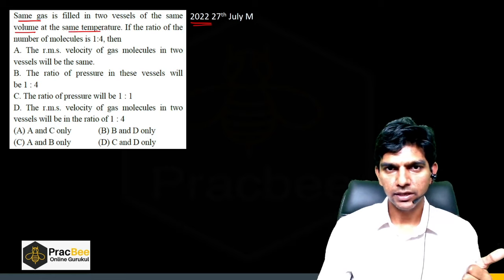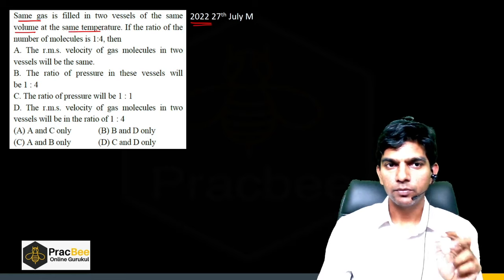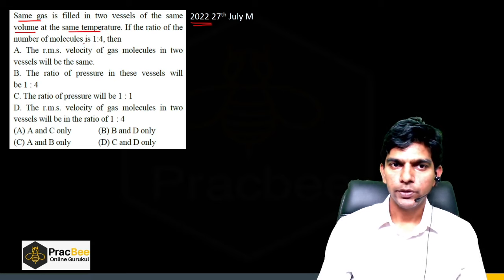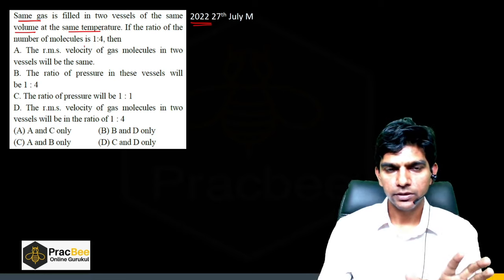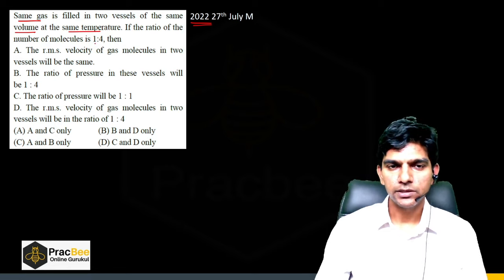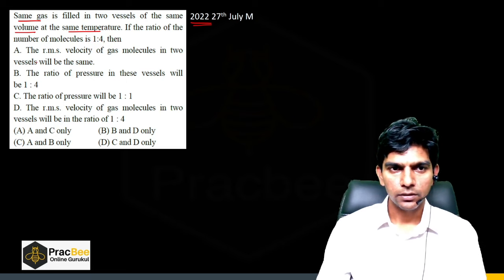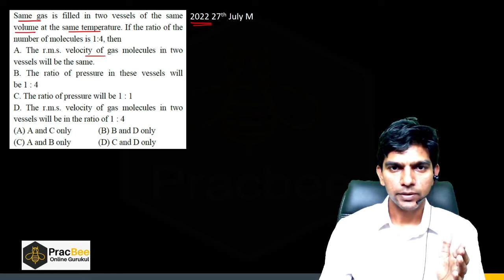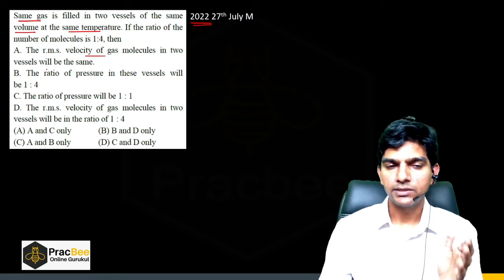So temperature is same, volume is same. Now we have two vessels and the gas is also same. The only thing which is different is the number of molecules, and the ratio of the number of molecules in the two vessels is 1:4. Then there are 4 statements. Statement A, the RMS velocity of gas molecules in two vessels will be same.